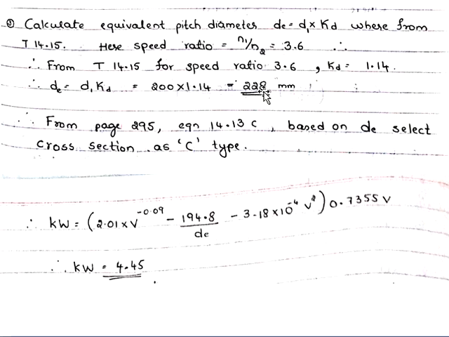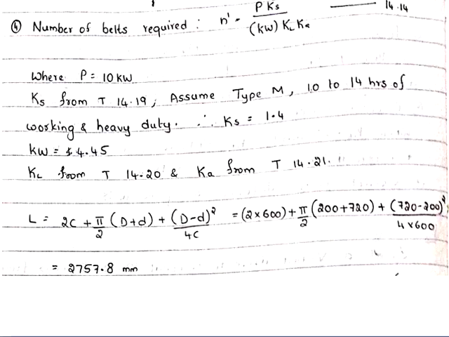In that equation, all the values are known. V is known, velocity from step number 2. dE is 228. Substitute these two values, and you will get Kw as 4.45. After calculating the Kw value, in step number 4, we have to calculate the number of belts required using equation number 14.14. The equation is P Ks by Kw KL Ka. In this equation, P is the power to be transmitted, 10 kilowatt given in the question. Kw from the previous step is 4.45. Ks, KL, Ka values you have to find out.